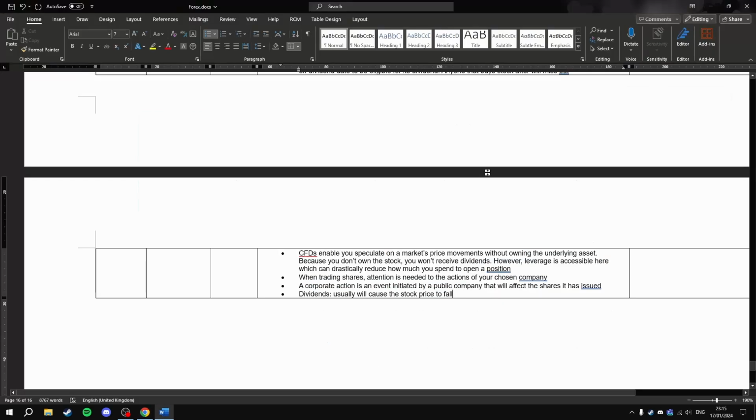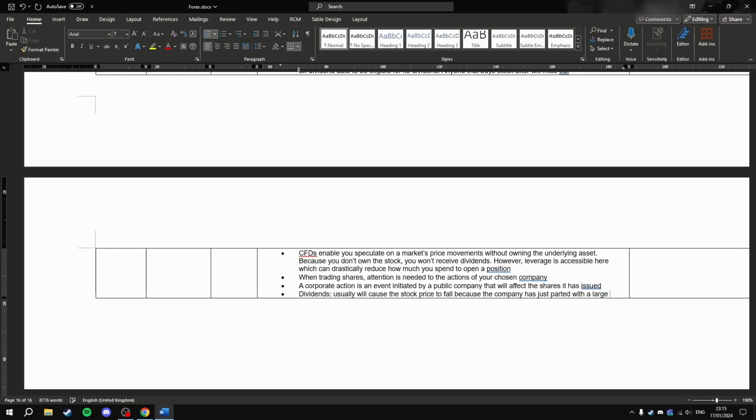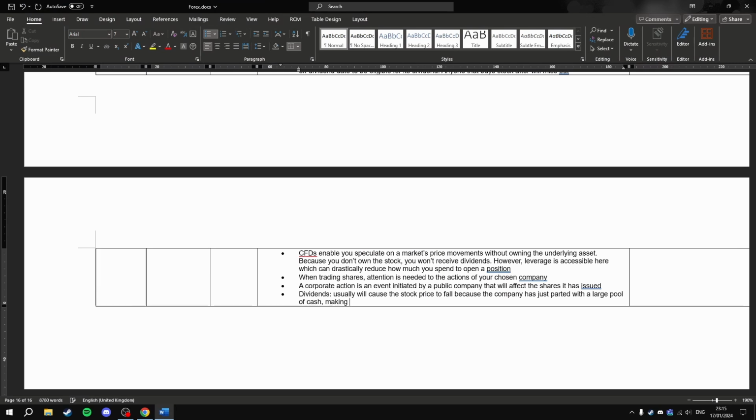Oh, right, I see. I thought it would raise its price, because if it's paying out cash, then people are more interested in getting a hold of that share so that they'll also be paid. So it increases the demand, but I guess not. Usually it will cause the stock price to fall, because the company has just parted with a large pool of cash, making it worth less overall.